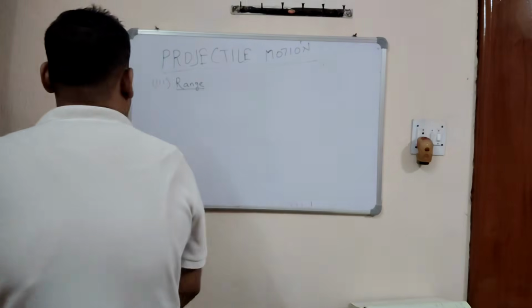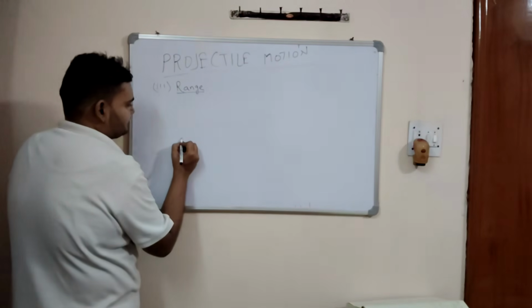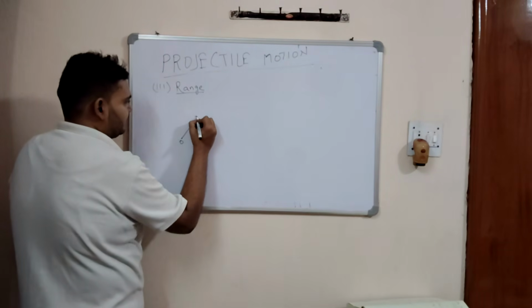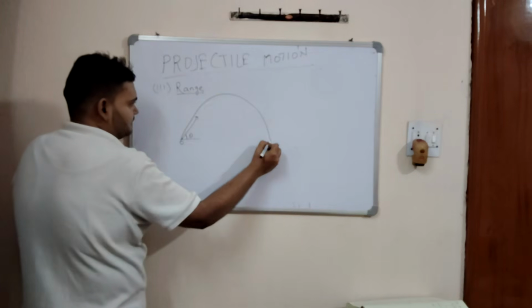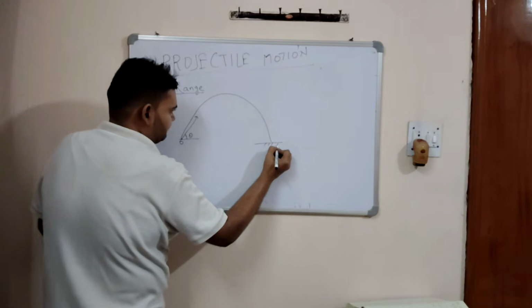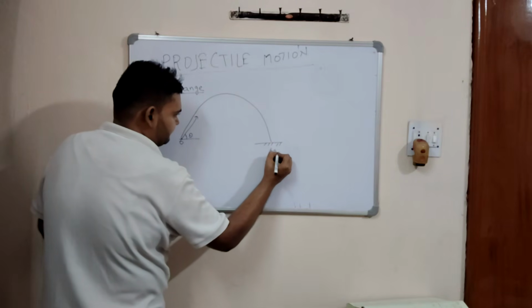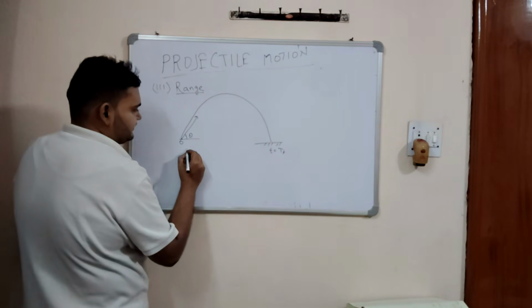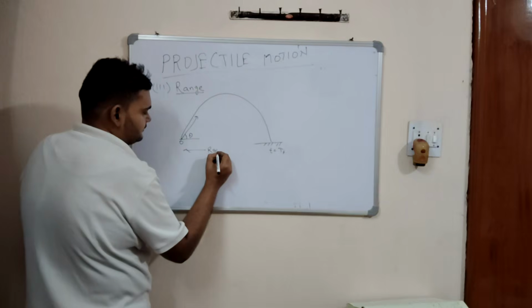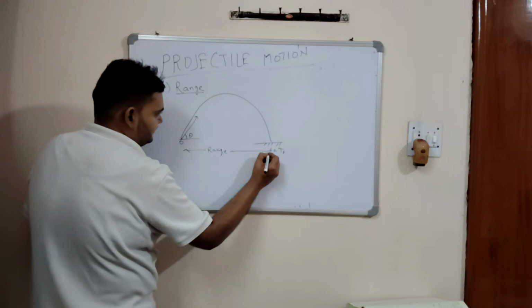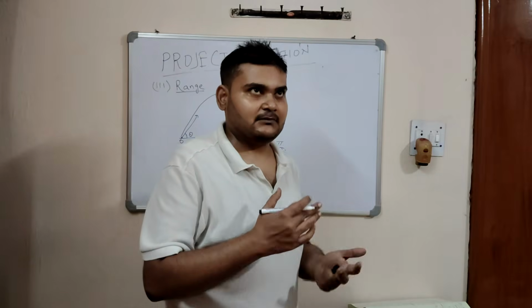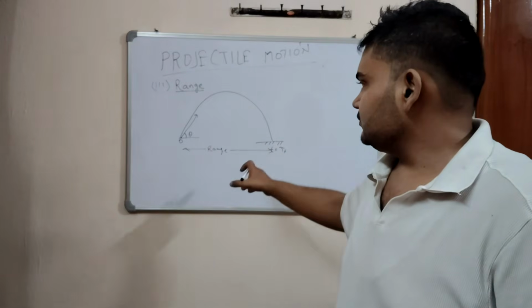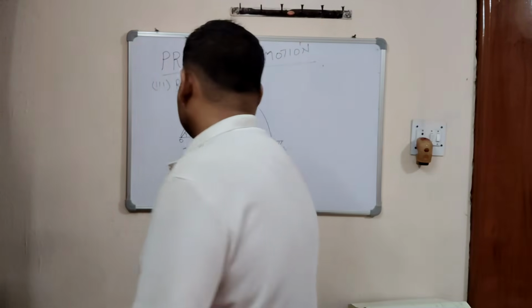What's range? Suppose the object is being thrown from the ground. Let's say this point of projection is O, and the angle of projection is theta. It will go like this and will come and collide with the ground again at some time. That time is the time of flight. So this distance is known as range: the horizontal distance traveled by the object while undergoing the motion. That's known as range.